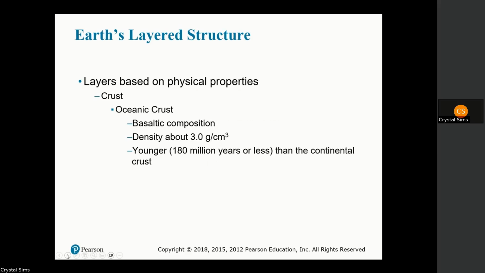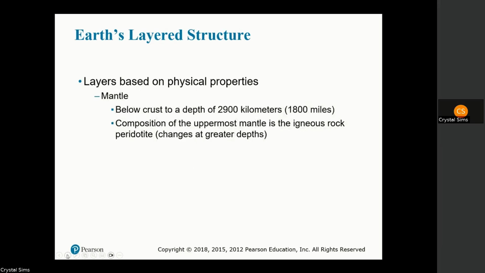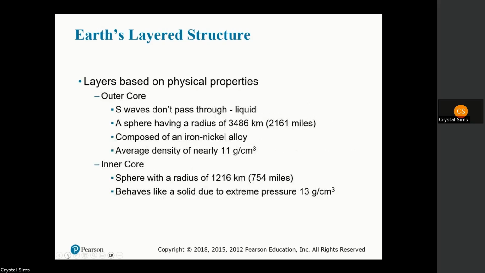Oceanic crust is primarily basaltic, and we know that the oceanic crust is younger than the continental crust because of the drilling that was done throughout that study back in the 60s, 70s, and 80s. Then we have the mantle. The mantle occurs below the crust to a depth of about 1,800 miles. The uppermost mantle, what we call the asthenosphere, is igneous rock peridotite.